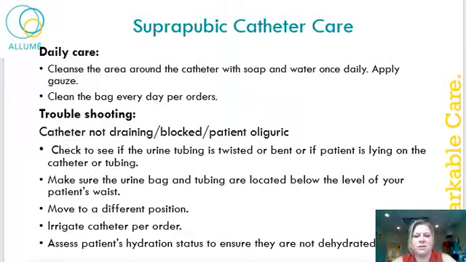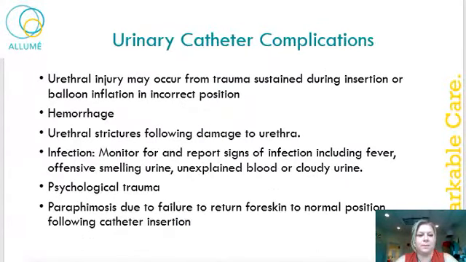Troubleshooting: not draining, blocked, or the patient is oliguric. Check to see if the urine tubing is twisted or bent, or if the patient is lying on the catheter or tubing. Make sure the urine bag and tubing are located below the level of your patient's waist. Move them to a different position. Irrigate the catheter per order. And again, assess their hydration status to make sure they're not dehydrated.